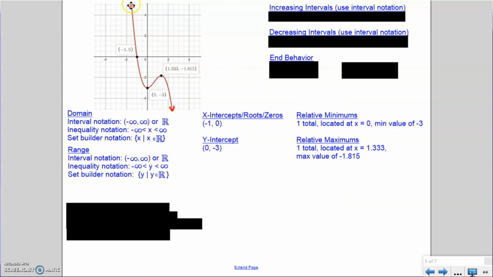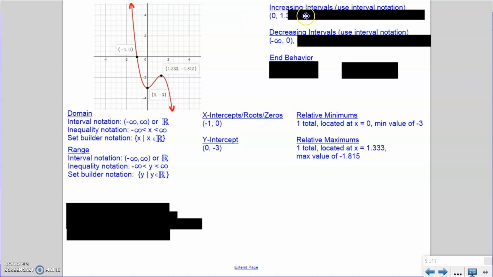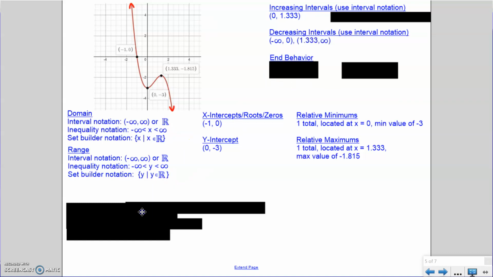Increasing, well, let's check. From here we always read left to right. It starts decreasing, so from forever to the left it starts going down all the way until you hit this minimum. So from -infinity all the way to 0, decreasing. Alright, then from 0 to this point, 0 to 1.333 is increasing because it's going up. And then from 1.33, as forever, it keeps going down. Alright, so those are the intervals.